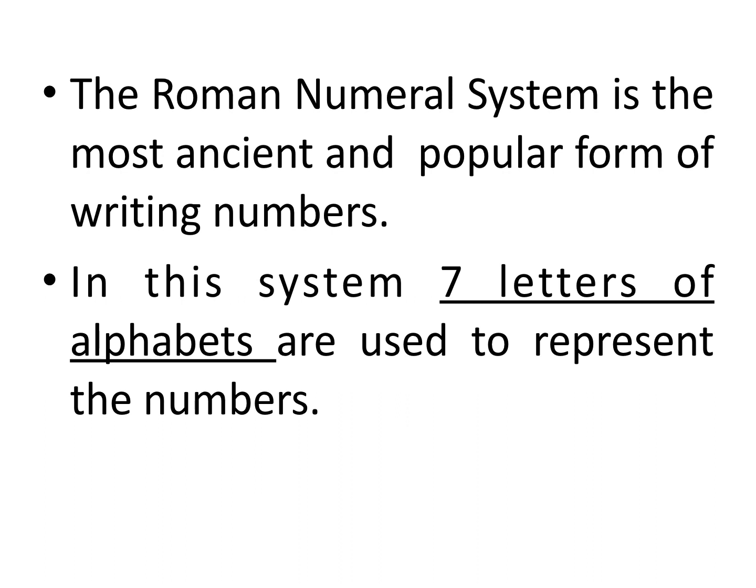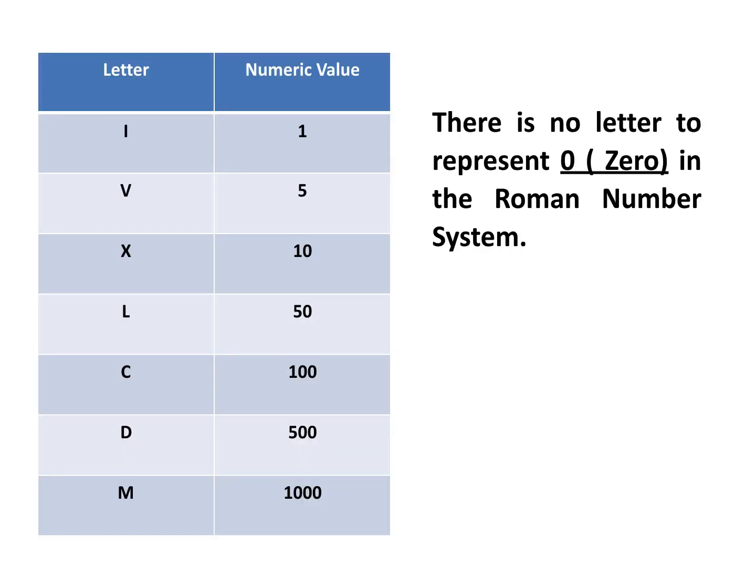In the alphabet we know there are 24 letters. We do not use all the alphabets for representing numbers. From them, only 7 letters are used in the Roman numeral system. Let us see what they are. I have given this chart with the letters and their numeric values.